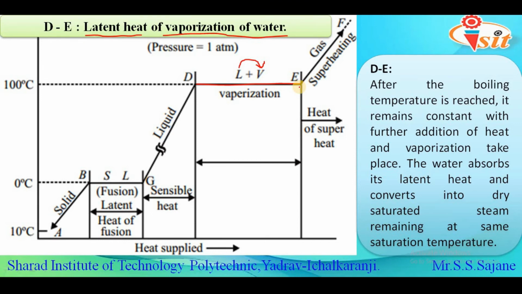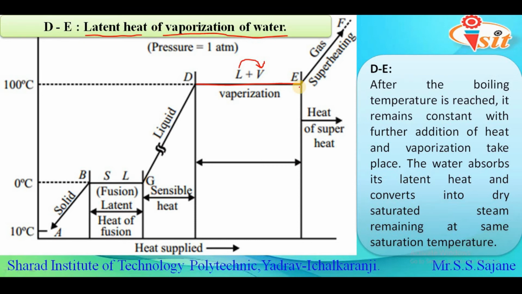Thus, the latent heat of vaporization of water, we can define it as the amount of heat added at constant temperature to convert 1 kg of water into steam. And usually it is denoted by small hfg. So we will see the notations for these terms while solving the numericals.